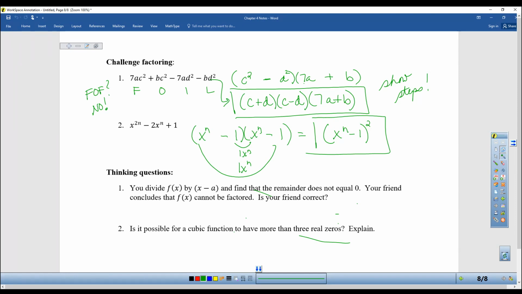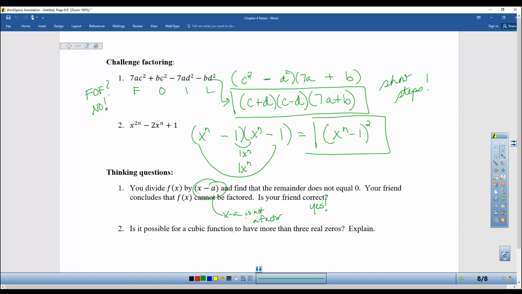All right, and finally, 2 thinking questions. You divide f of x by x minus a and find that the remainder does not equal 0. So your friend concludes that f of x cannot be factored. Is your friend correct? Yes, because that's what it means to factor. Well, I shouldn't say that. It means that x minus a is not a factor. Okay, so in that sense, they're correct.